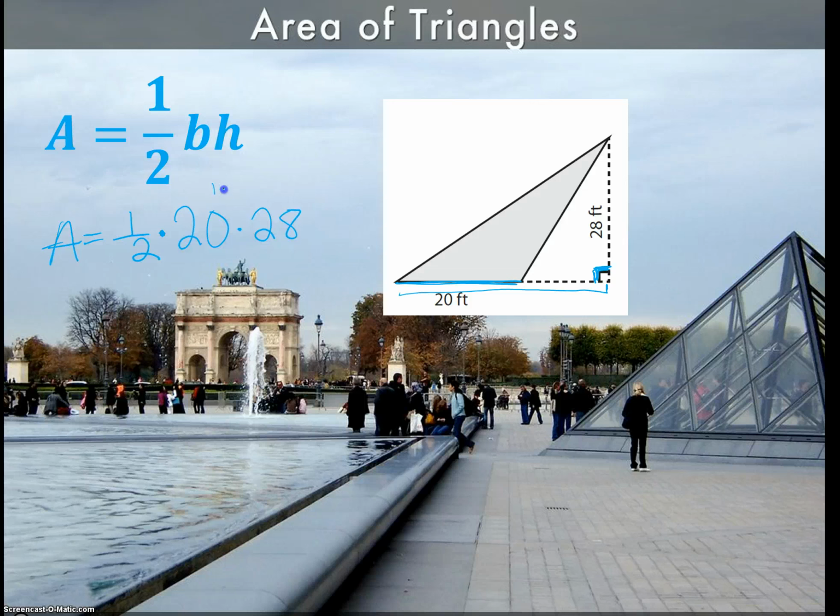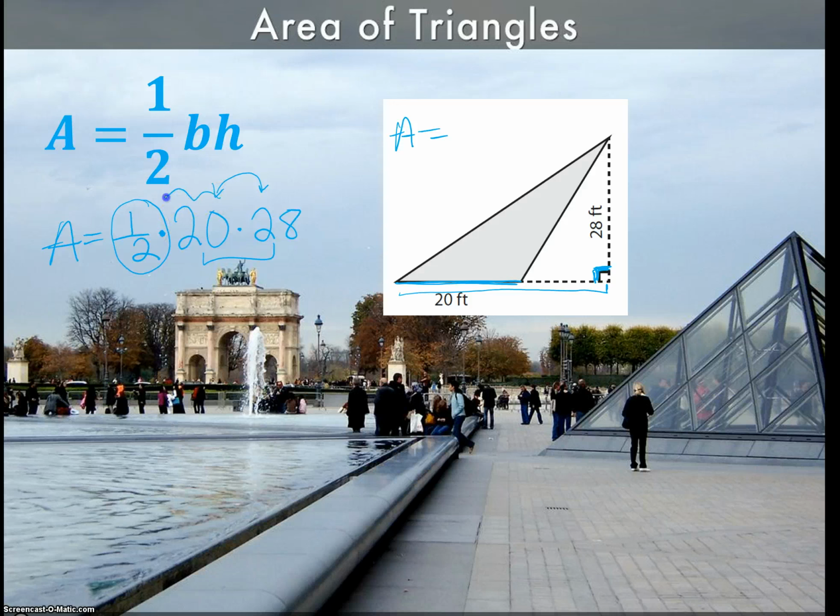Now technically it doesn't matter the order in which you multiply, so those can be rearranged. It's not that big a deal. I'll get my area is 1/2 of 20 times 28. Now you can multiply again in any order. I think it's easiest to do half of a number first and then multiply, but if you'd rather multiply the other two numbers first and then divide it by 2 or multiply by 0.5, that is fine.